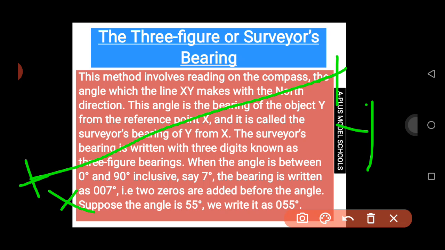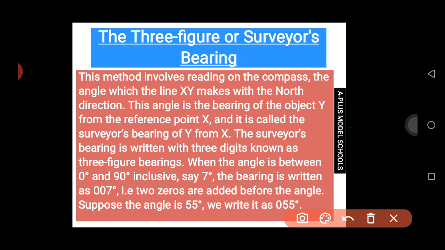So looking at this now, this is my north, this is east, this is south, this is west. So the bearing of x from y is west. So where x is facing directly from y will be west, and where y is facing directly from x will be east. So the bearing of x from y is west, and the bearing of y from x is east. Now back to three figure bearing.